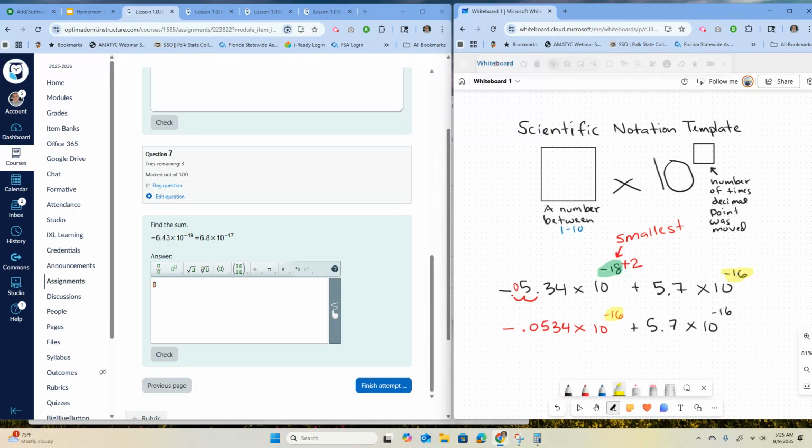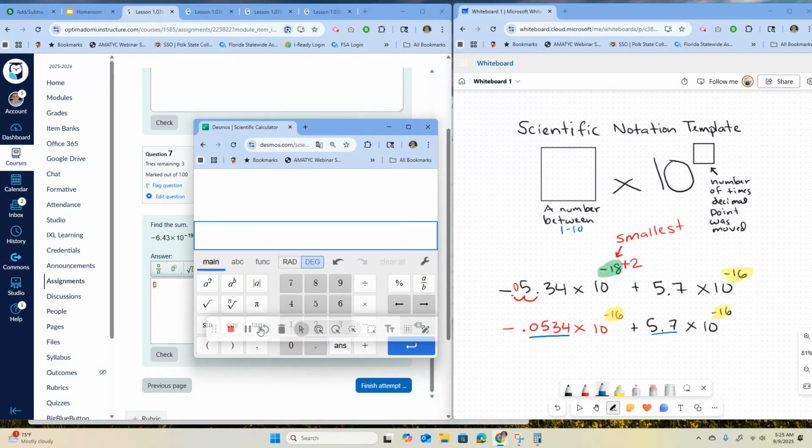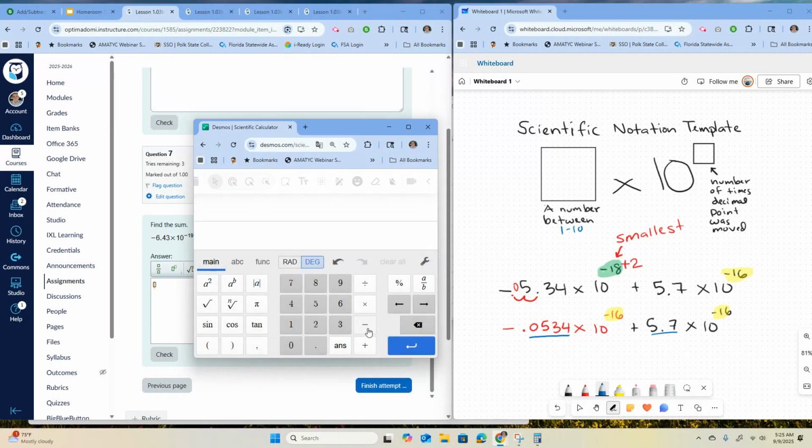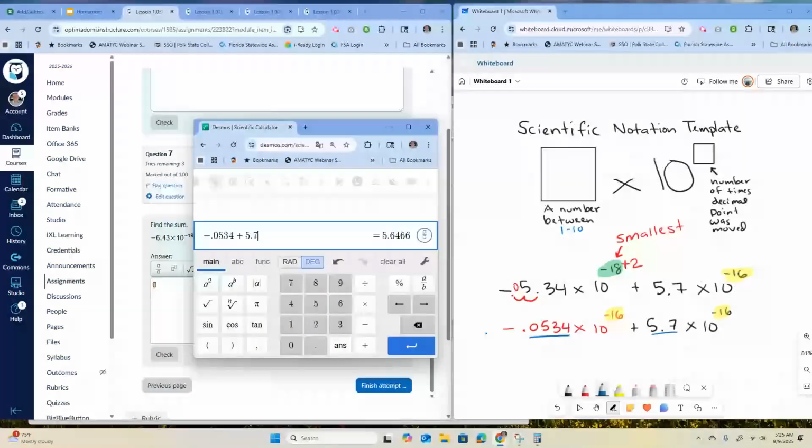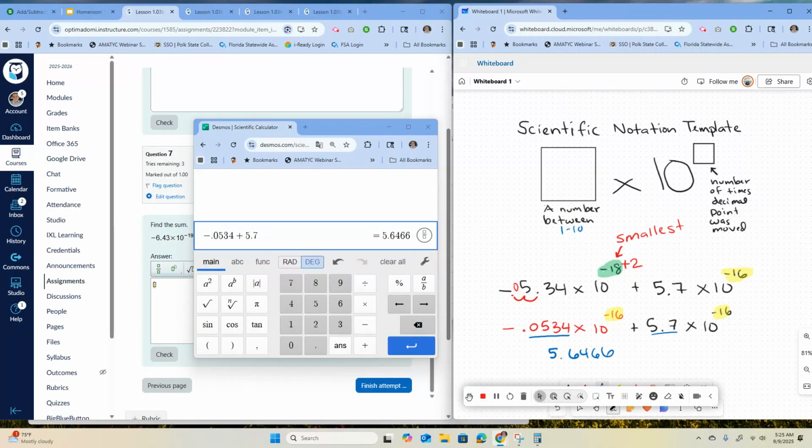Why can we add them? We have the same exponent. So when you have the same exponent, you're going to add the coefficients, the numbers that I underline in blue. Using your calculator, let's add those two numbers. So negative 0.0534. I'm going to add 5.7. And you can see I got 5.6466. Let me move this up. We keep times 10 and we keep the same exponent. And that's how you do these problems.